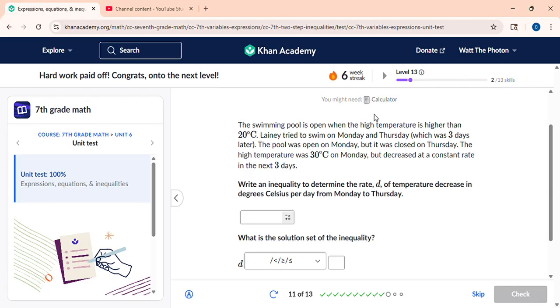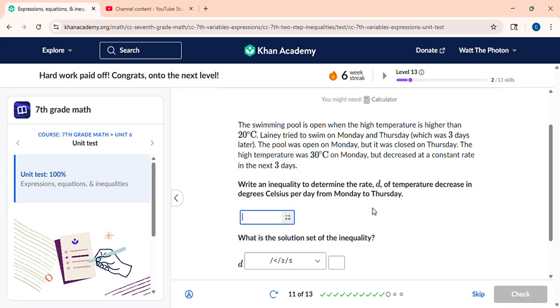The swimming pool is open at high temperature, but the high temperature is higher than 20 degrees. Lainey tried to swim in the pool Monday and Thursday. The pool was open Monday, but was closed Thursday. The high temperature was 30 degrees on Monday, but decreased at a constant rate over the next 3 days. Determine that when the high temperature is higher than 20 degrees.